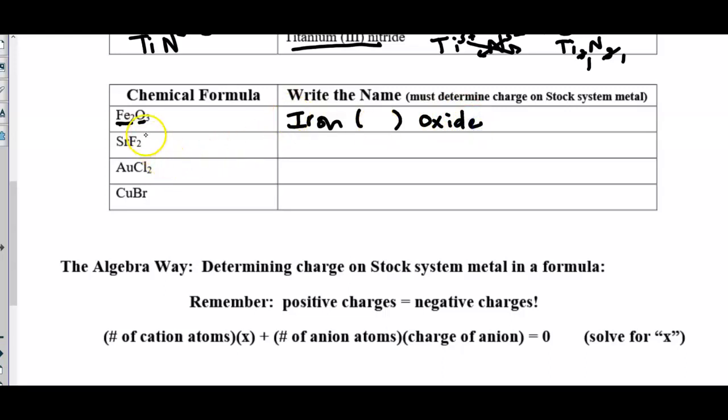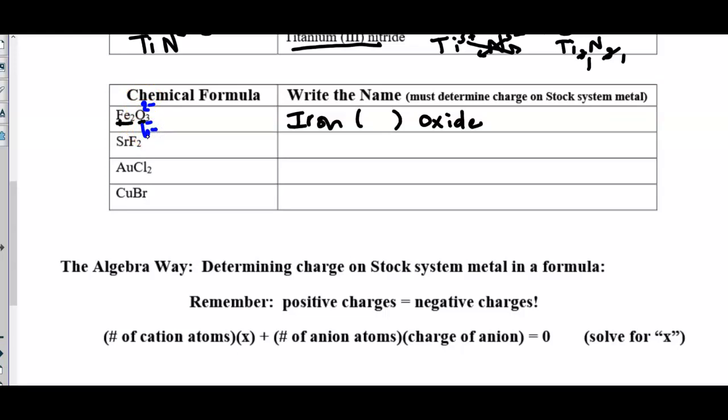Now I have to figure out what the charge is. I don't know the charge on the iron. I have to calculate that, but I will always know the charge on my negative ion. So oxygen is always -2, and there are 3 of them right here. So I have 3 ions of oxygen, each with a -2 charge, for a total of 6 negative charges.